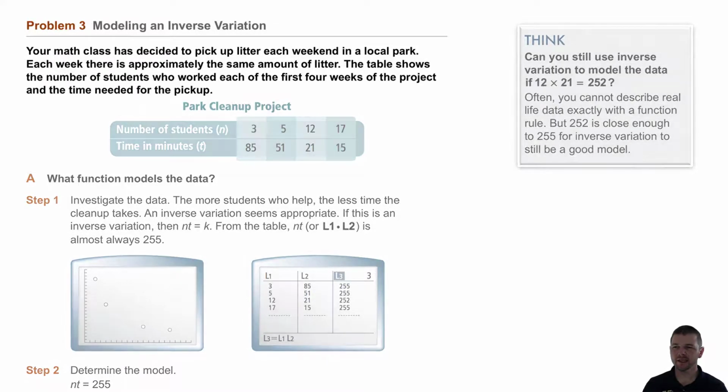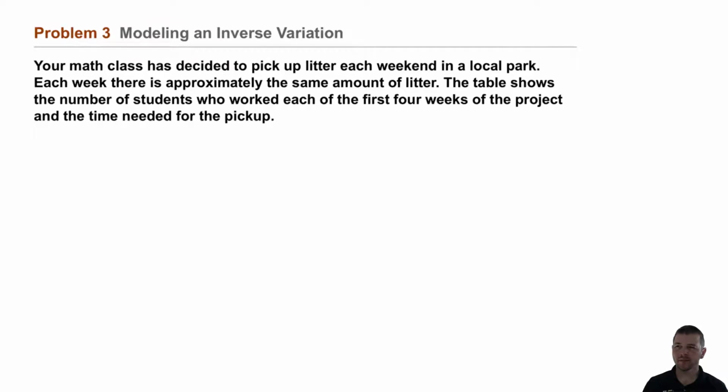Problem 3, modeling and inverse variation. Your math class has decided to pick up litter each weekend in a local park. Each week there is approximately the same amount of litter. The table shows the number of students who worked each of the first 4 weeks of the project and the time needed for the pickup.